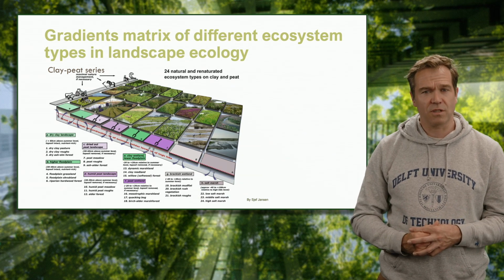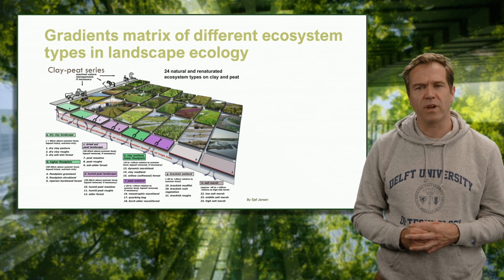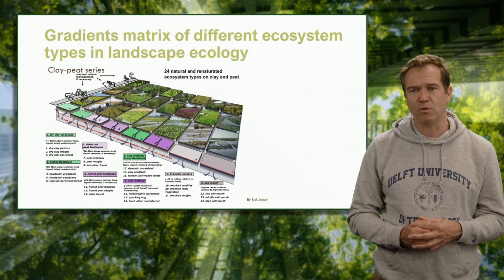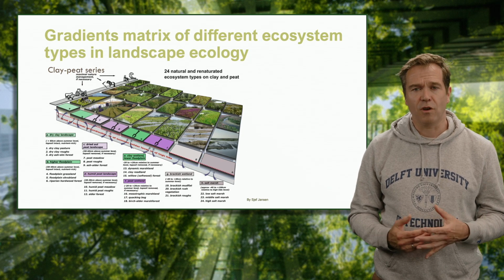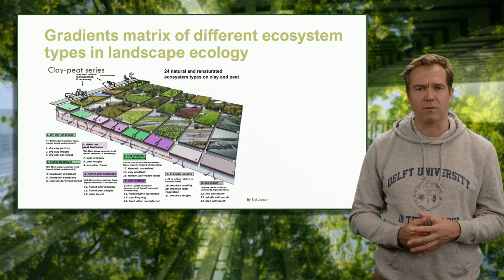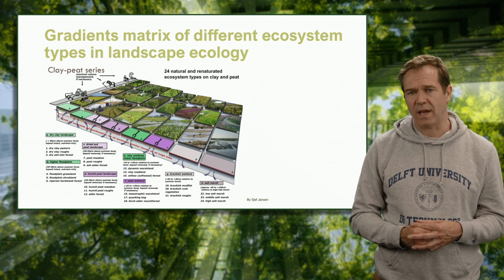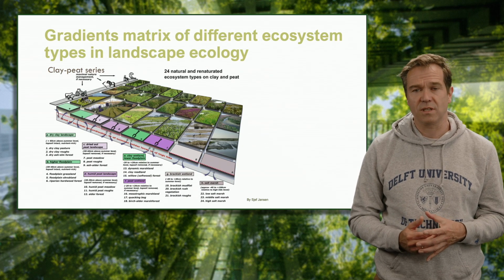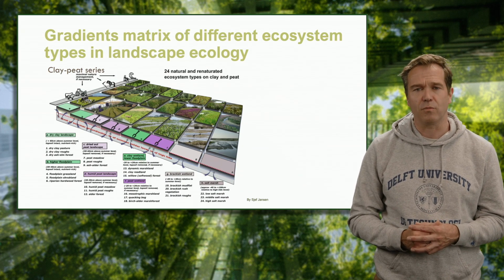An ecologist, Chef Janssen, has produced a gradient matrix for the Dutch topography, of which a part is shown here. In urban areas, some of the old landscape ecosystems can still be found. And these are valuable areas as they can link or have the potential to link to still existing landscapes outside of the urban areas.